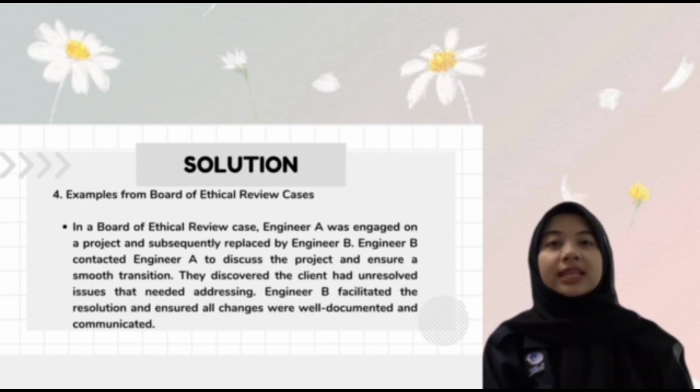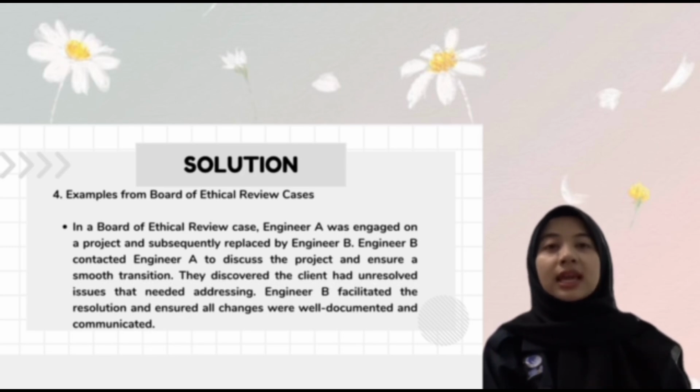Example from Board of Ethical Review cases. In a Board of Ethical Review case, Engineer A was engaged on a project and subsequently replaced by Engineer B. Engineer B contacted Engineer A to discuss the project and ensure a smooth transition. They discovered the client had unresolved issues that needed addressing. Engineer B facilitated the resolution and ensured all changes were well documented and communicated.